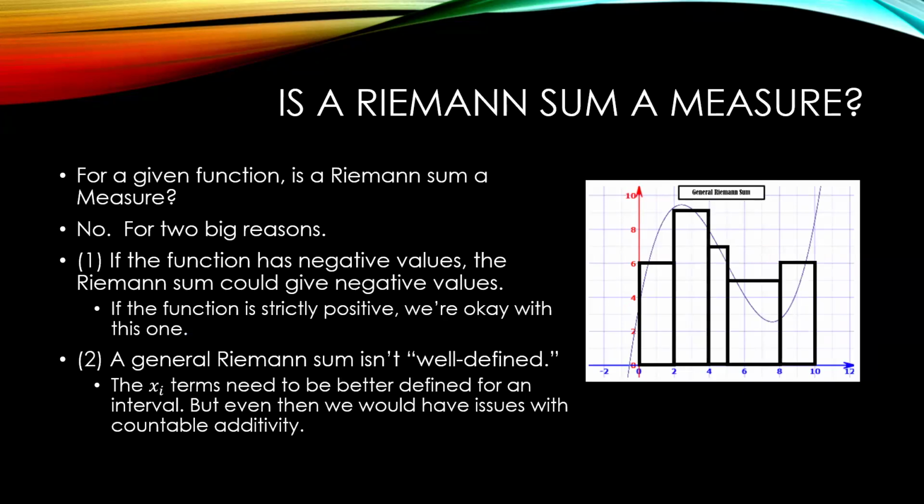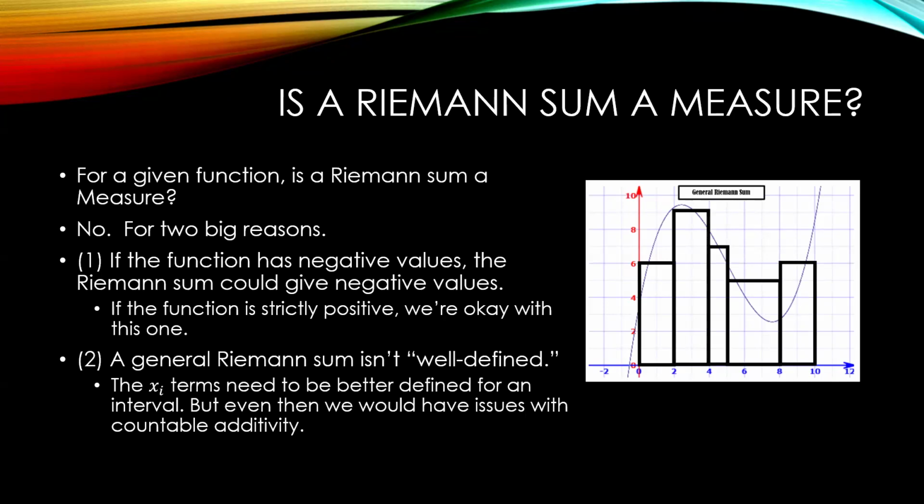Is a Riemann sum a measure? Not really, for two big reasons. For one, if this function is going negative at any value, if it has negative values, then our function's area would actually be negative. It's okay for us to have negative values for an area, in particular because it would be representing that the function is going into a negative region. But we're not allowed to have negative values for a measure from a measure theory perspective.